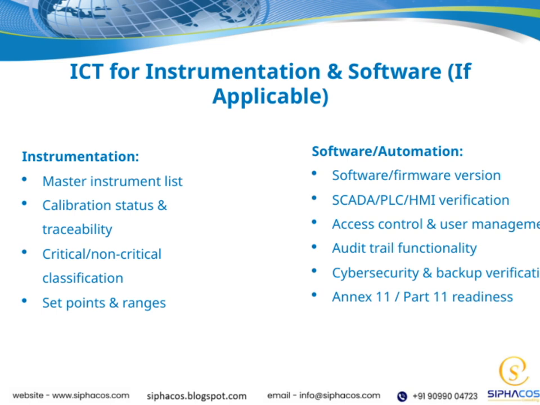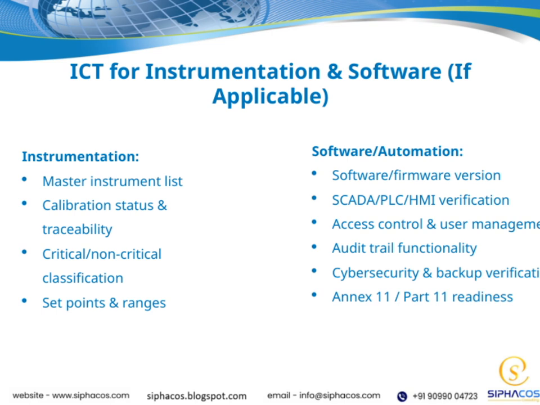Switching gears to instrumentation, we start with the master instrument list. This list should be comprehensive and accurate, serving as the backbone for all instrumentation management. Calibration status and traceability are next. It's crucial that all instruments are calibrated regularly and that calibration can be traced back to recognized standards. This maintains measurement accuracy over time.